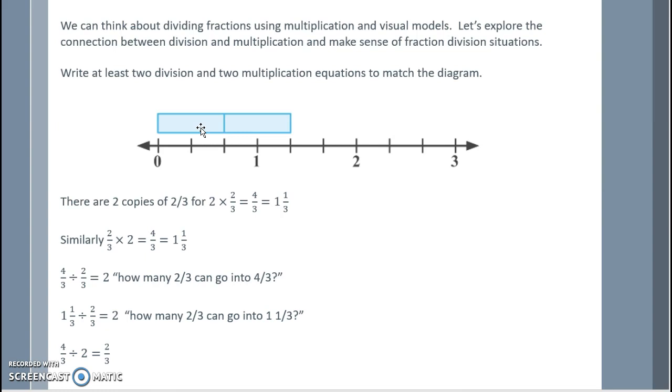And also, if we have 4/3 and we break it into two different groups, how many are in each group? We see that there would be 2/3. Similarly, along those same lines, 1 and 1/3 divided by 2 is 2/3 as well.